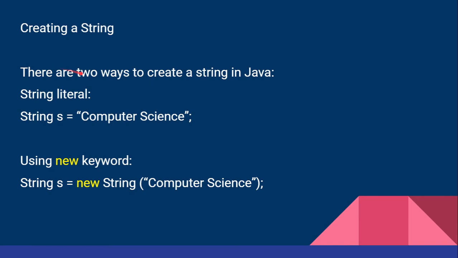Now let us see another example of how to create a string in two different ways. There are two different ways to create a string in Java. The string literal: String s = "computer science". Here String is the class and s is an object, and we are assigning a value to the object, which is a sequence of characters within the double quotes. And if you want another method, we can use the new keyword. Using the new keyword, the way to represent a string is: String s = new String("..."), with the sequence of characters within the double quotes.